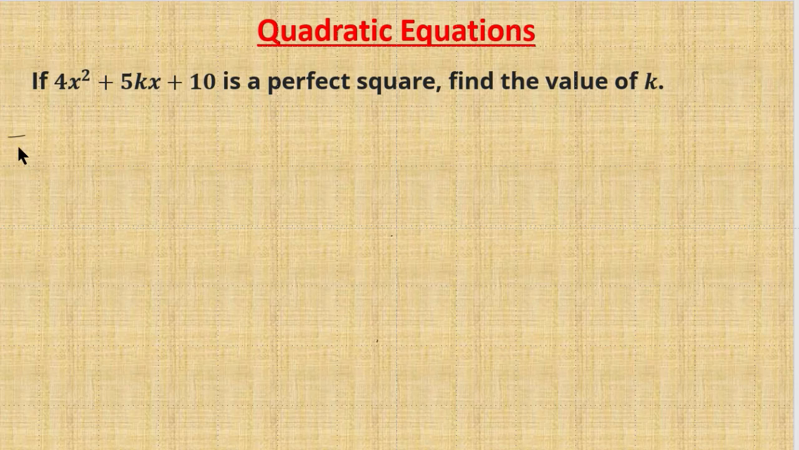Our question wants us to find out the value of k for which 4x squared plus 5kx plus 10 is a perfect square. Now for integers, 4 is obviously the square of 2, that is 2 raised to power 2. 16 is the square of 4, that's 4 raised to power 2.